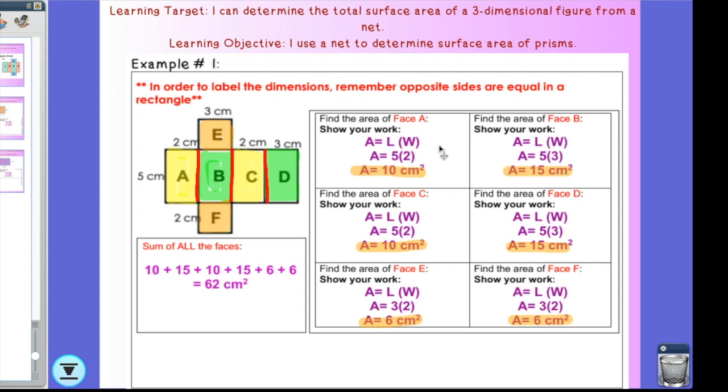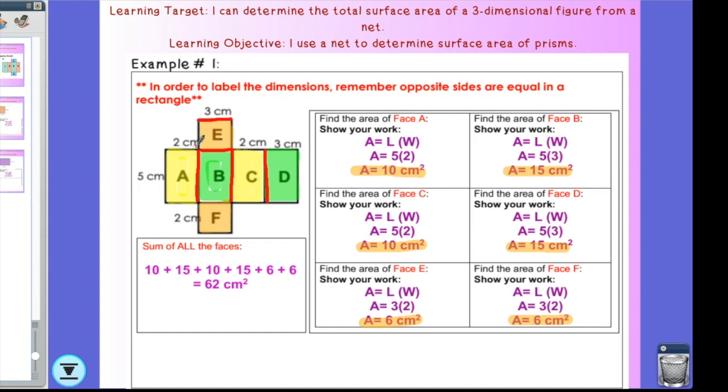So 5 times 3. How do we get the 3? If you look over here, the width of face E is the opposite to the width of face B because they are connected. So 5 times 3 and you get 15 centimeters squared. Face C, opposite sides. So the length will be 5 and the width is given to you, and you get 10 centimeters squared. Same with face D. Opposite sides, so your length will be 5 and the width is given to you. 5 times 3 is 15 centimeters squared.